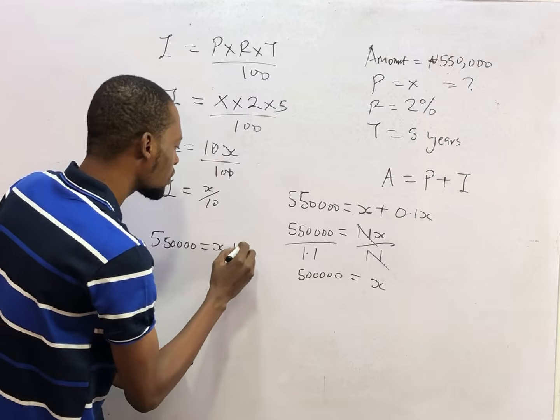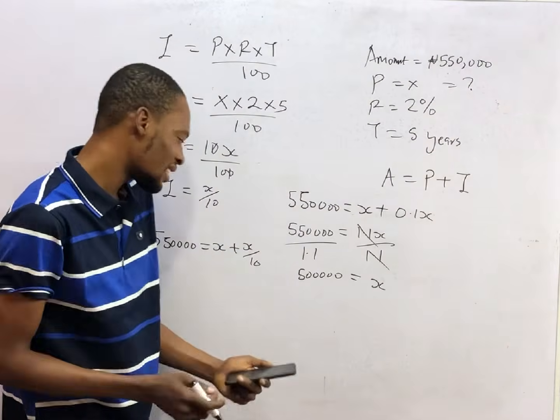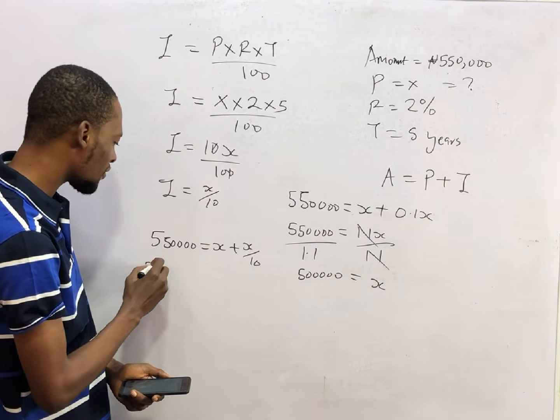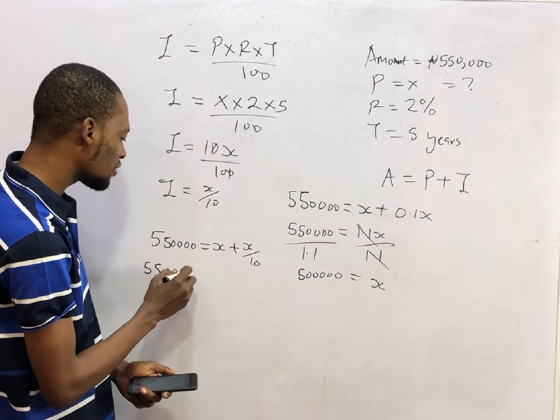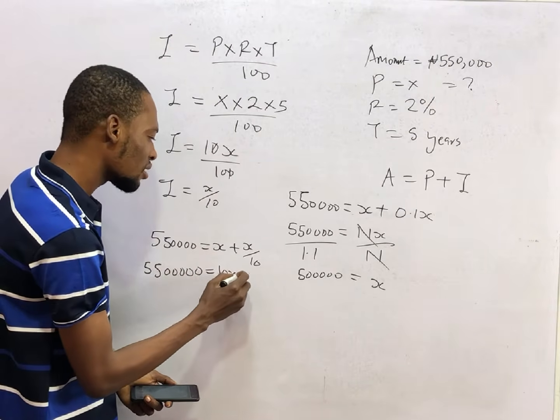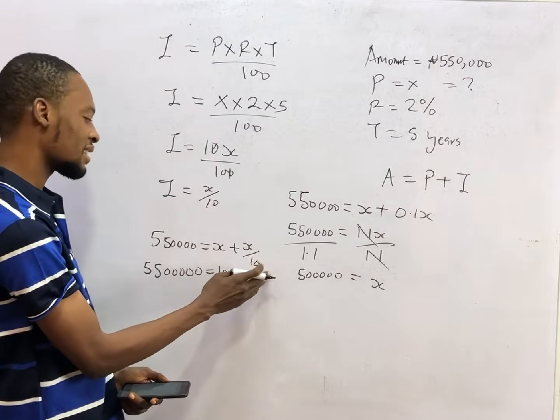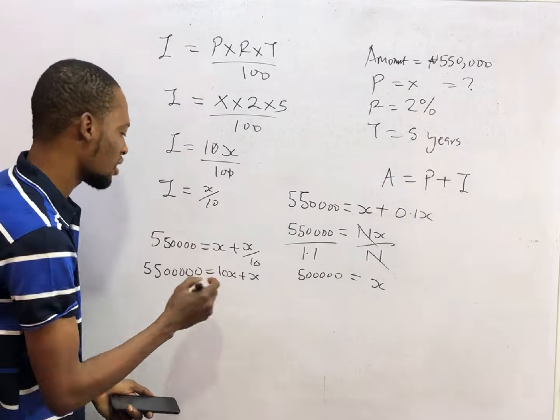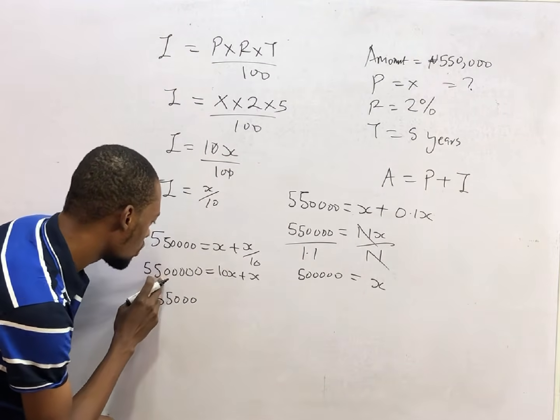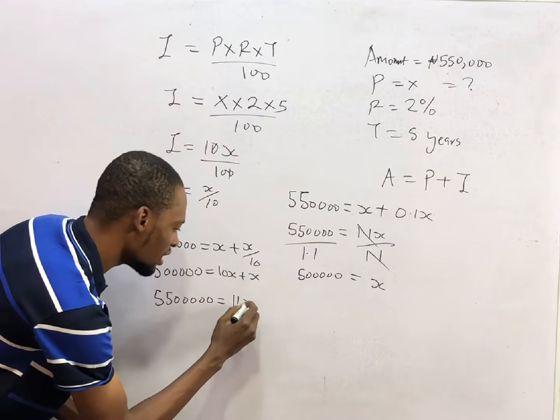Or from here, 550,000 naira equals S plus S over 10. You can choose to multiply throughout by 10. When you multiply, you get 5.5 million equals 10S plus S, which is 11S.